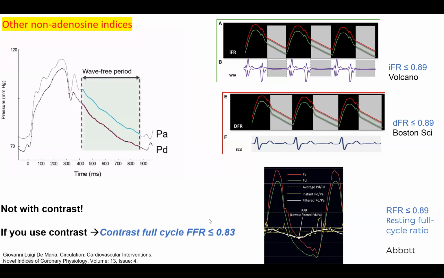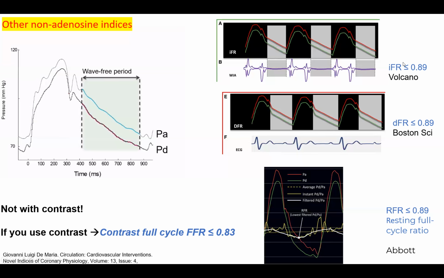Now, if you want to measure the ratio during contrast, there is a value for that. A full cycle PD/PA ratio under contrast is a hyperemic kind of FFR, and the cutoff value for that is 0.83. I will use the term contrast FFR because it's hyperemic, and therefore the pressure ratio correlates with the flow when you're inducing hyperemia, including with contrast. The cutoff for contrast FFR is 0.83, and that strongly correlates with adenosine full cycle FFR of 0.80.